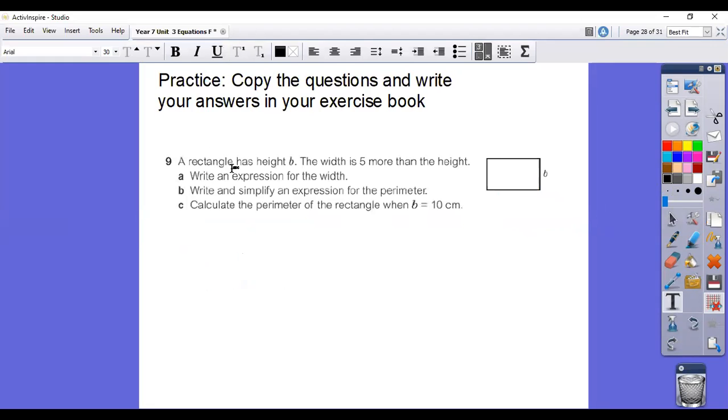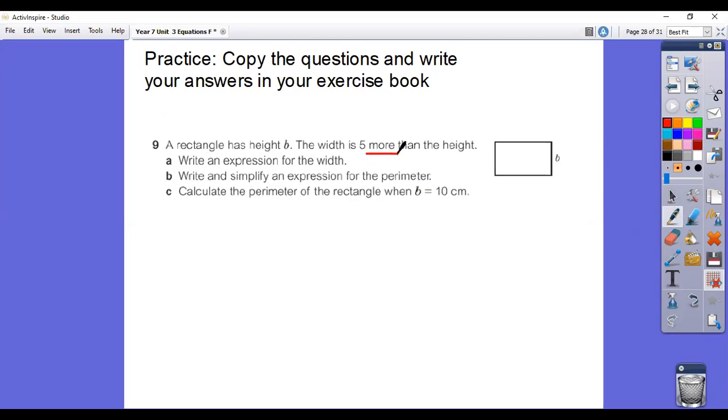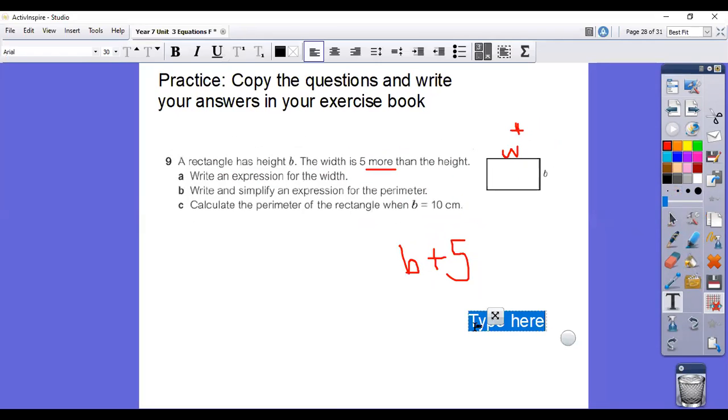And the final question, question 9, a rectangle has a height B, and the width is 5 more than the height. Now, again, watch out for the key words here. 5 more is basically addition, so it's add. So write an expression for the width. To write an expression for the width here, we would write the length of the height, B, plus 5. So that would be B plus 5. So you guys can now do parts B and C.